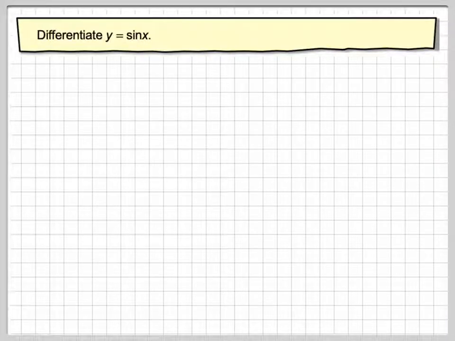Hi, in this video we're going to look at the differential or differentiate y is equal to sine x. One important thing is that x has to be measured in radians. And we're going to do this by just looking at it graphically, and then in a later video I'll do it by first principles.